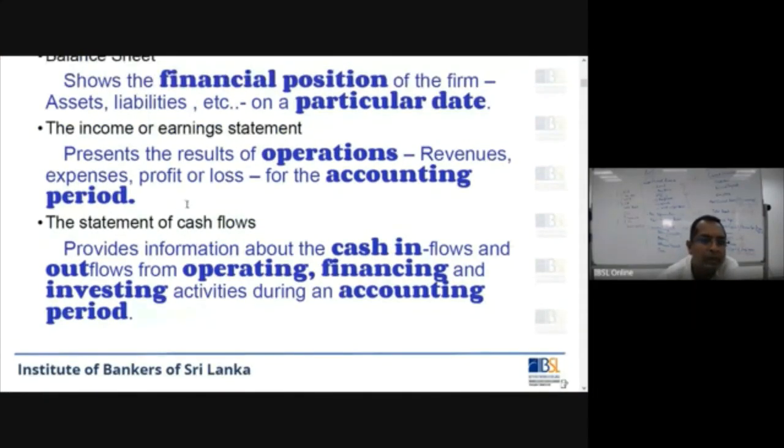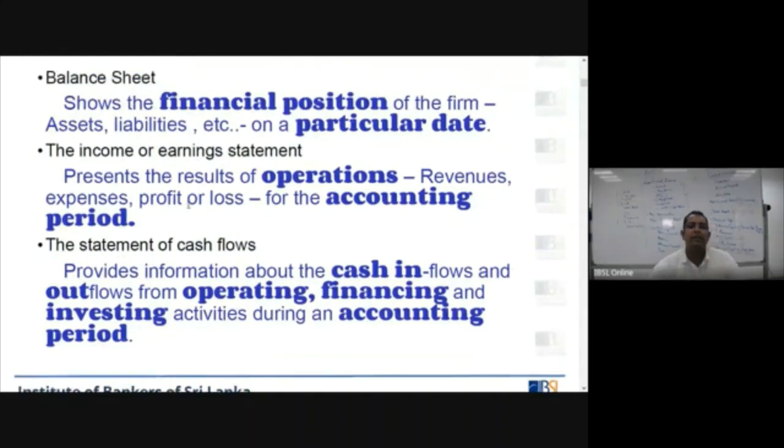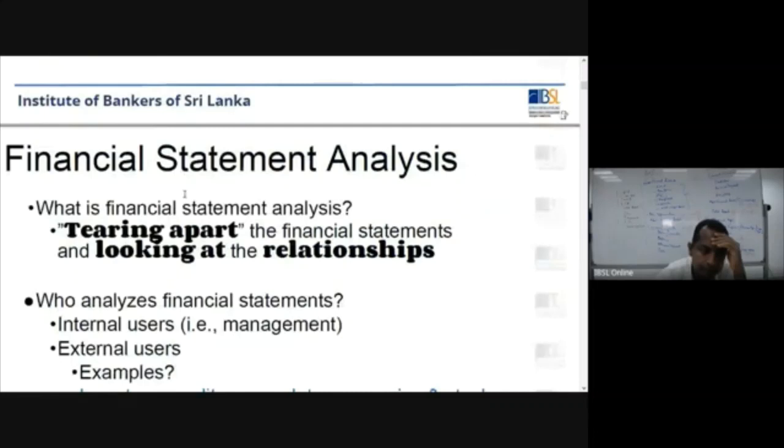So we have three statements: the balance sheet and P&L we discussed. Then you have the cash flow, which is how the cash came into the business, how the cash has gone out of the business. Operations, we start with the PBID, then financing and investing activities. So financial statement analysis is where we tear apart these statements and try to create a logical idea about it, right?